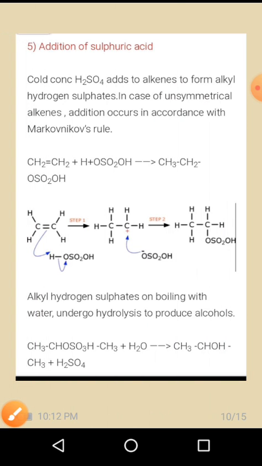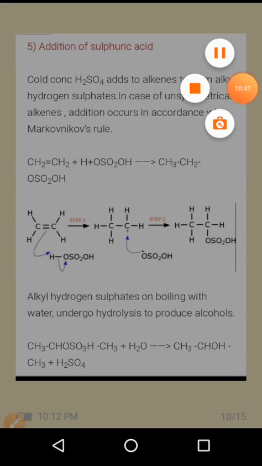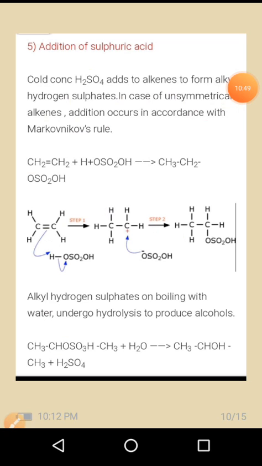Next one, addition of sulfuric acid. Cold concentrated H2SO4 adds to alkene to form alkyl hydrogen sulfates. In case of unsymmetrical alkenes, addition occurs in accordance with the Markovnikov rule.